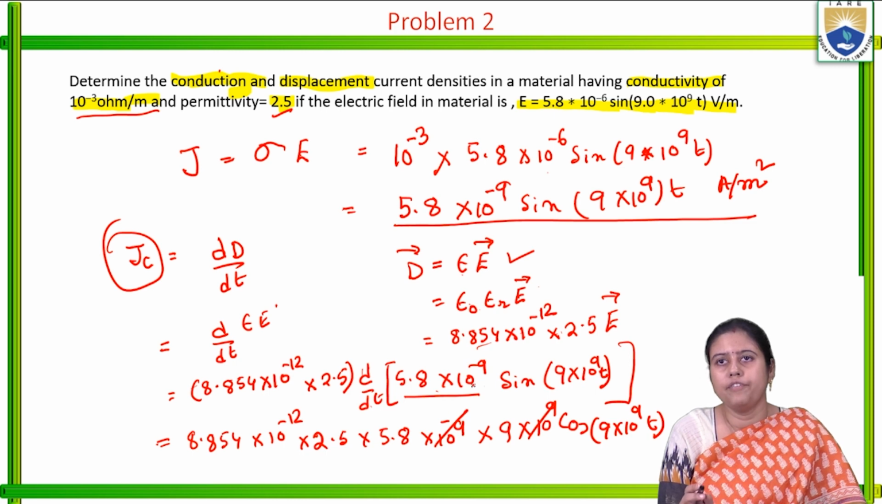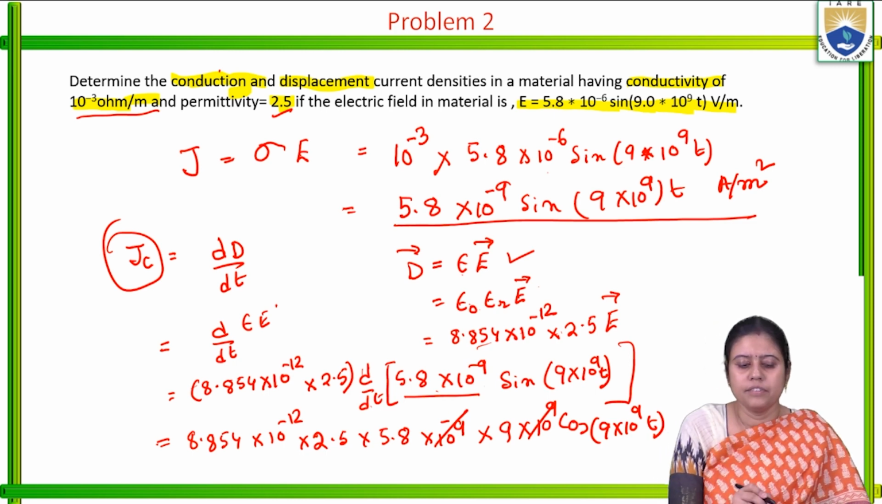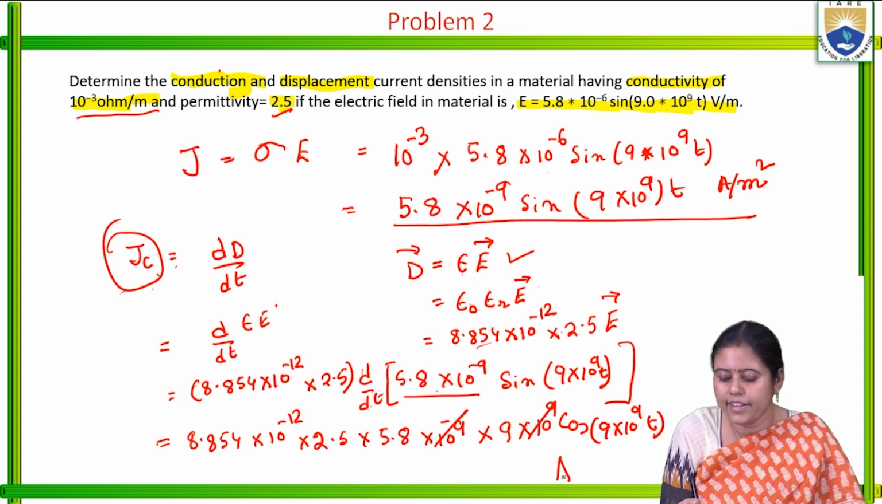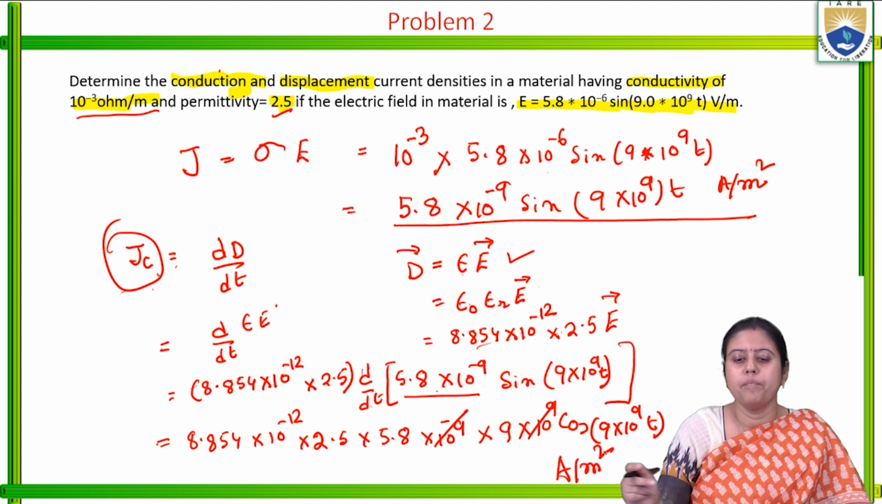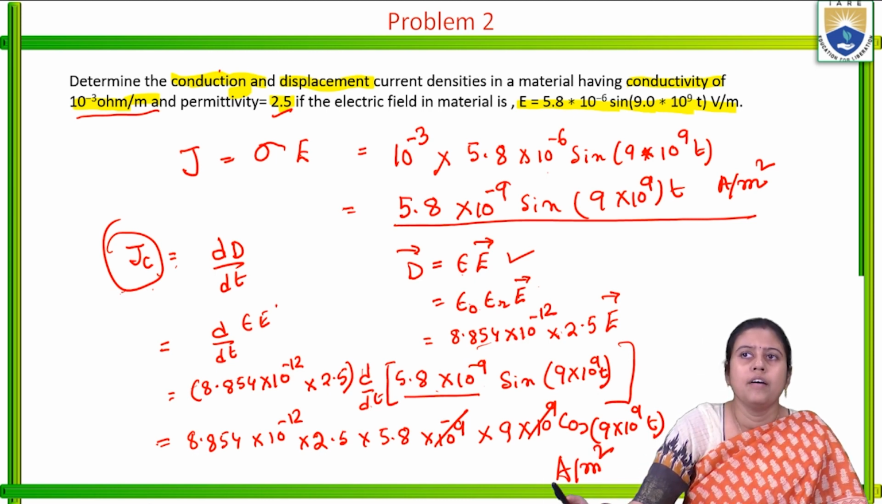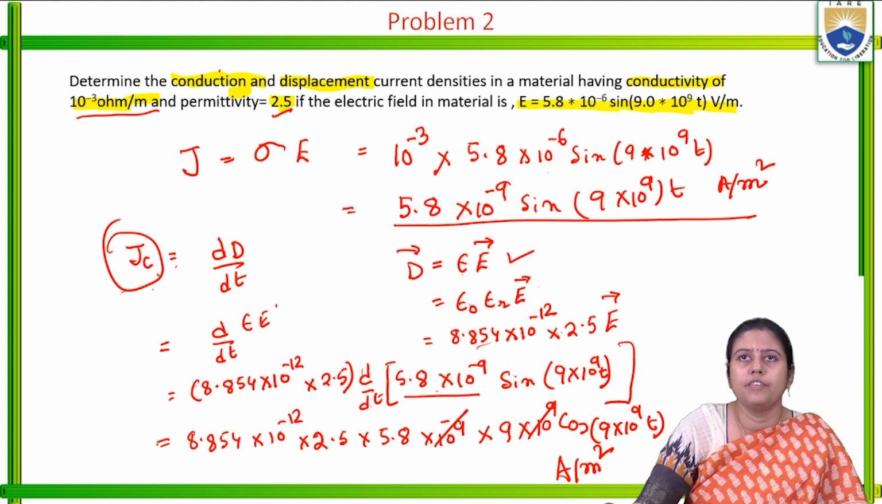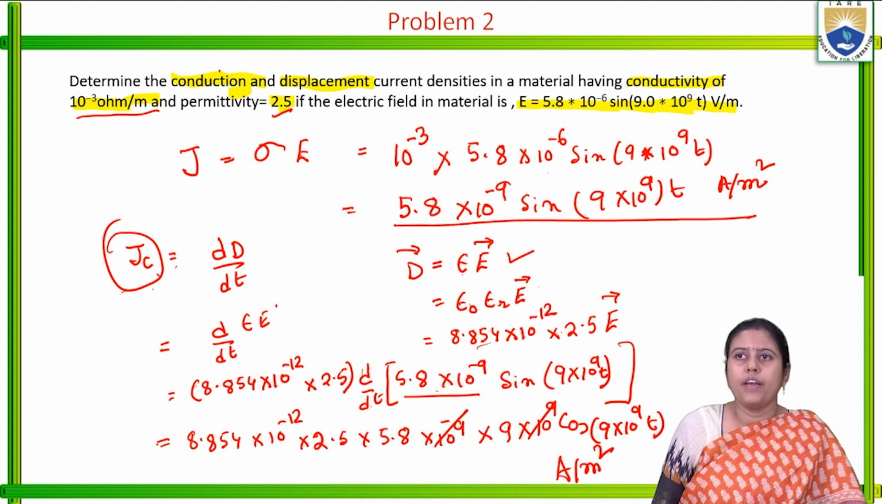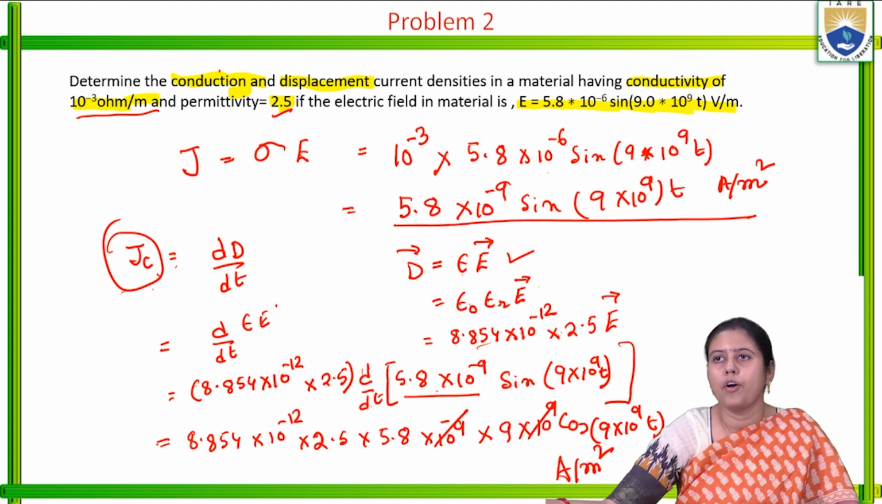So if we differentiate it, we can get the value of the displacement current density, and the unit is ampere per meter square. It is very important to calculate the current density at every moment. So this is the ampere per meter square current density. So this is our problem 2.